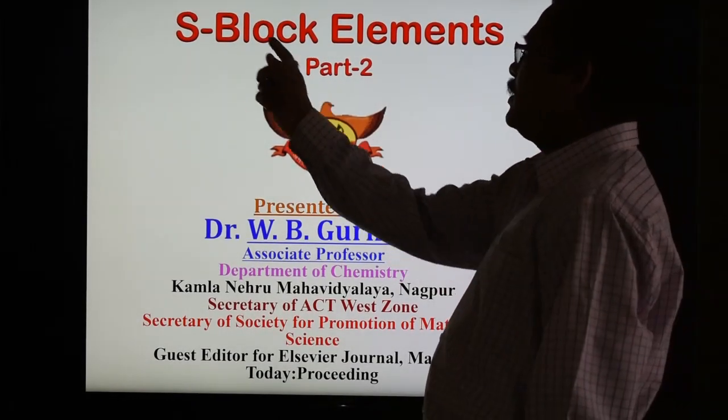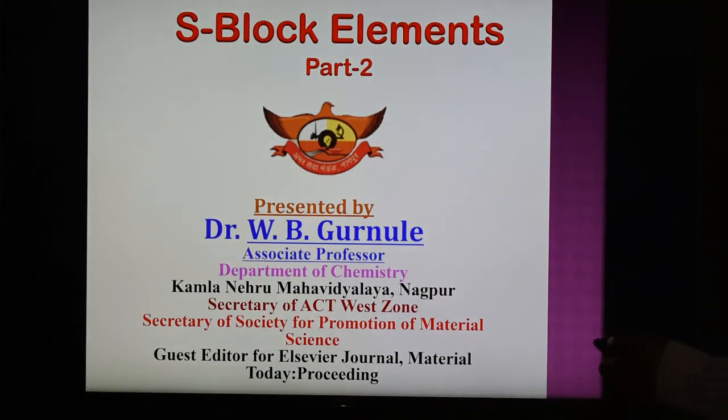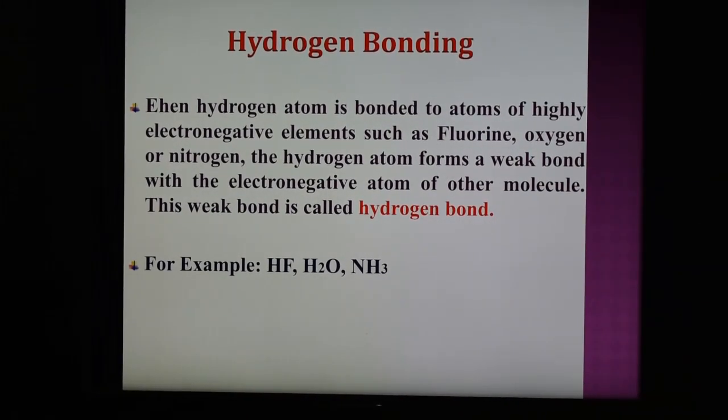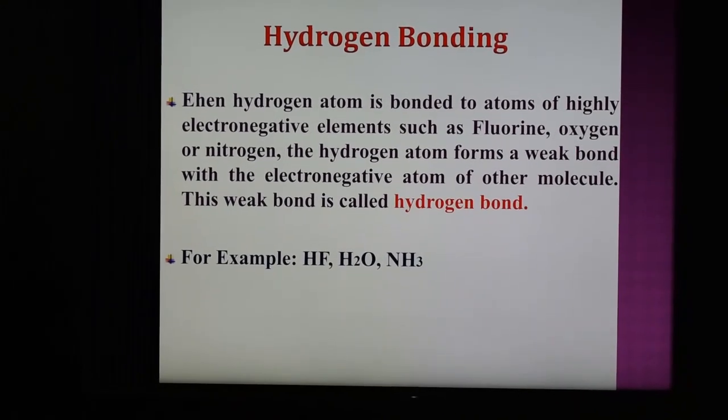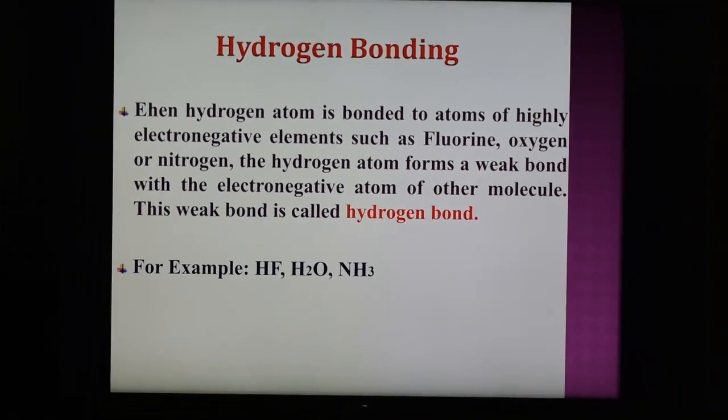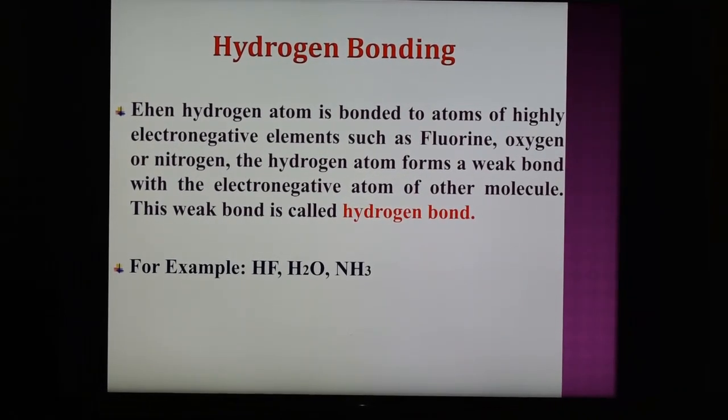So the topic is the second part of the S block element, and in this we are going to see detail about hydrogen bonding. As we know, a hydrogen atom combined with the most electronegative element like oxygen or fluorine forms a weak bond. Example is HF. This weak bond is called hydrogen bond, and in this case, when a hydrogen atom is bonded to the atoms of highly electronegative element like fluorine, oxygen, or nitrogen, the hydrogen atom forms a weak bond with the electronegative atom of the other molecule. This weak bond is known as hydrogen bond.